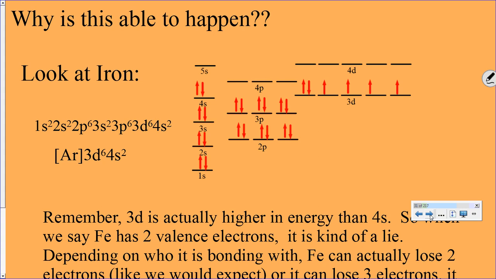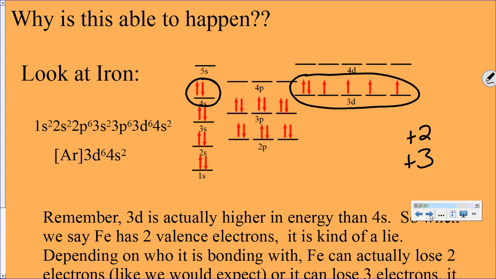So according to the periodic table, iron can form either the charge +2 or the charge +3. And you can see that really your valence electrons are technically these 4s electrons, but you also have these very high energy 3d electrons. When iron bonds, it does some different things different ways. So we say iron has 2 valence electrons, and it's sort of true, but it's also sort of a lie. So iron might bond by losing 2 electrons, or might bond by losing 3 electrons.